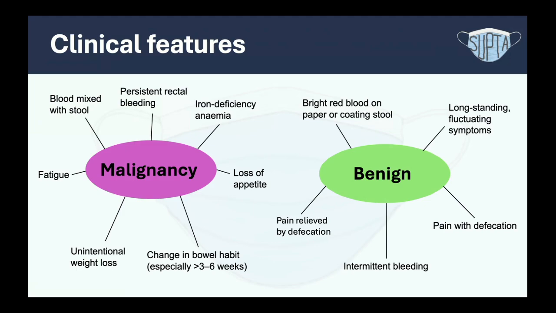So overall, these benign features don't really fit our patient, I would say. On the other hand, he's taken several boxes from the malignancy side, so we should be worried and think about some urgent investigations as our next steps.